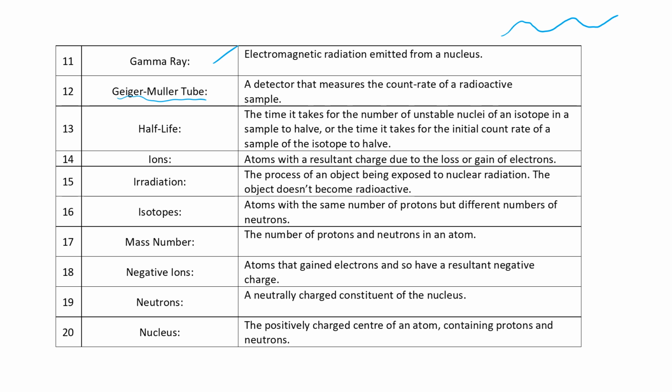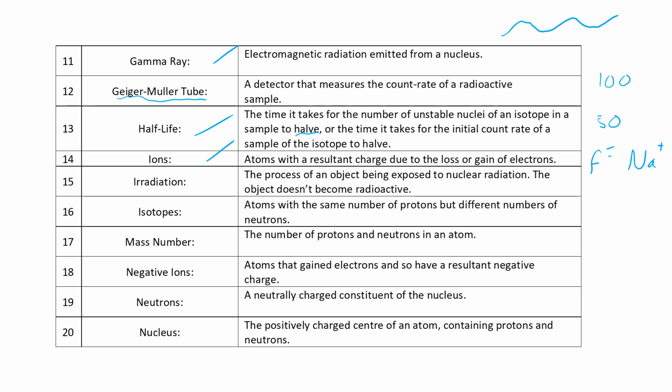The time it takes for the number of unstable nuclei of an isotope to halve, or the time it takes for the initial count rate to halve. So if it starts at 100 count rate and it goes down to 50, that's its half-life. Atoms with a resultant charge due to the loss or gain of electrons. So it could be F- or Na+. So F- has gained an electron. Sodium, Na+, has lost an electron.